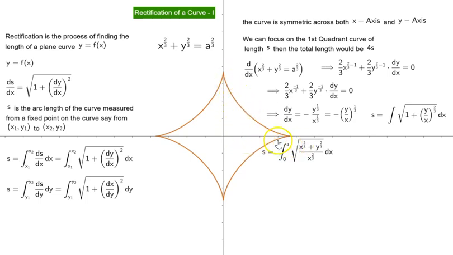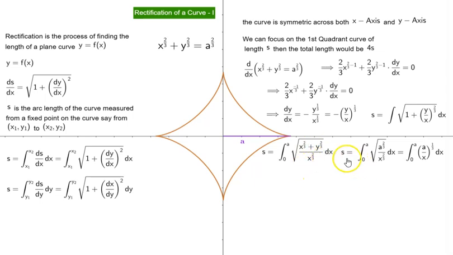Since we are talking only of the first quadrant part of the curve, it starts from x equal to 0, to x equal to a. So from here to here is what we are talking of, 0 to a. And taking the LCM, we combine these two terms. We get x to the power of 2 by 3 plus y to the power of 2 by 3 divided by x to the power of 2 by 3 dx.